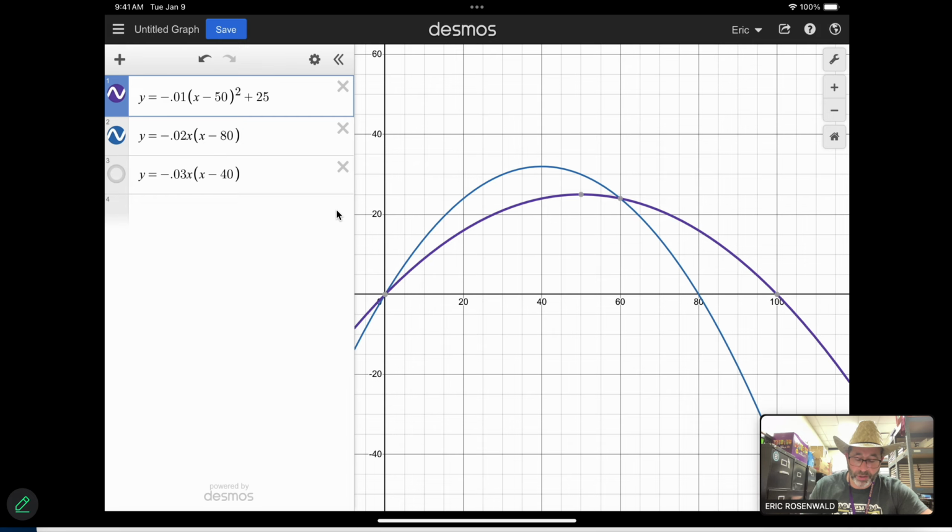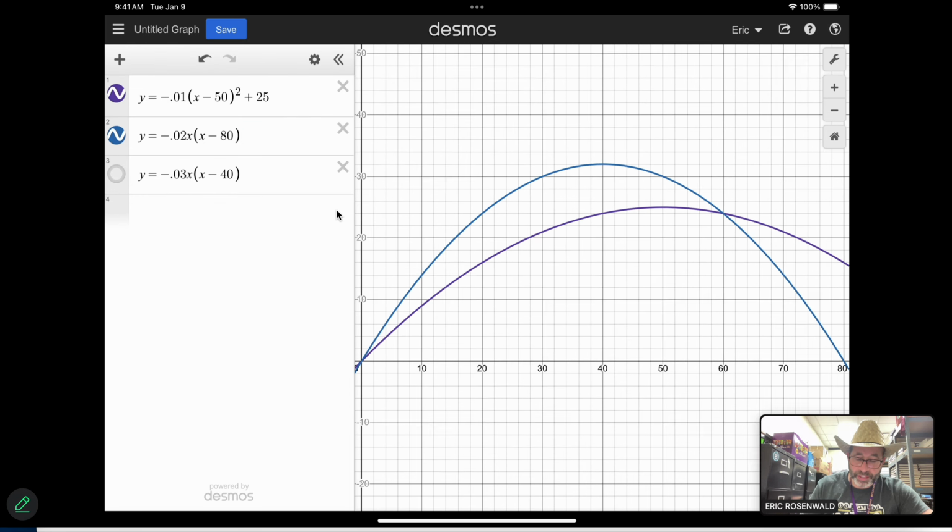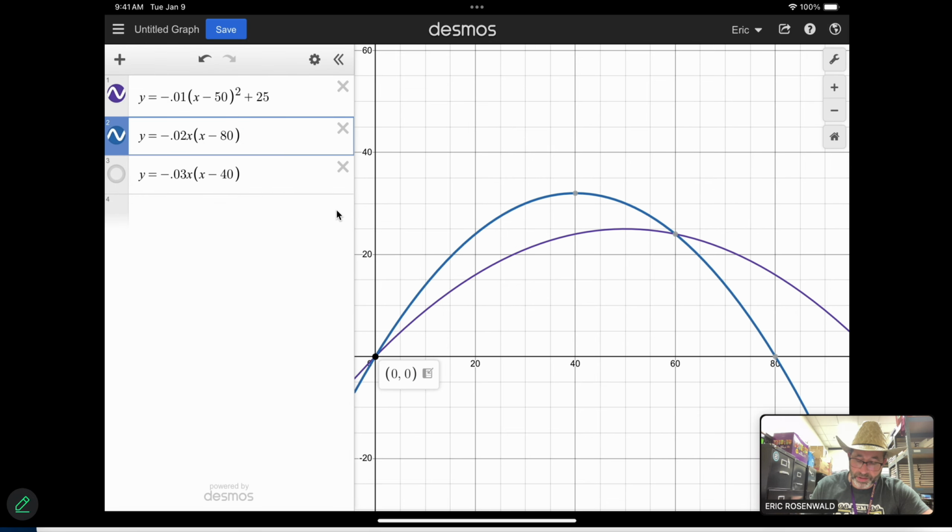Here's the second equation. So you can see by the second equation, what happens is it still starts at (0, 0), just like the other one. It goes all the way up to (40, 32), and then it ends over at 80. So the second shot, this blue one, you can see it goes higher than the purple one, but it doesn't go as far as the purple one.